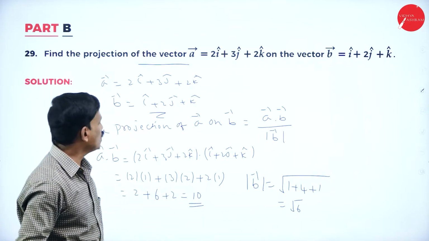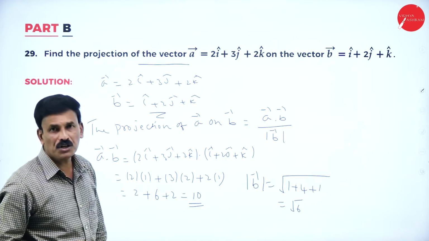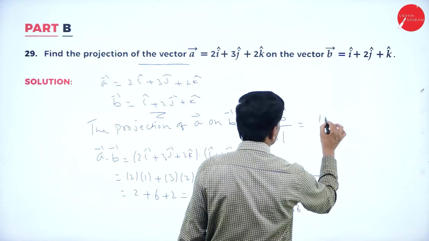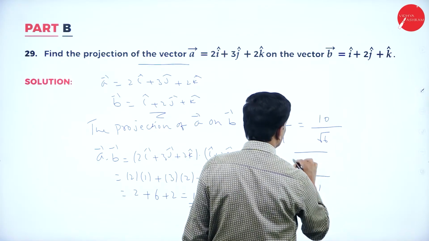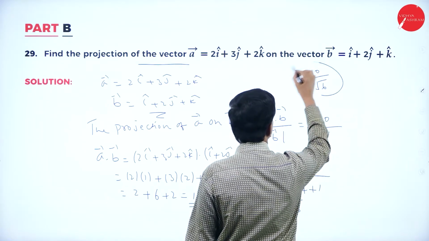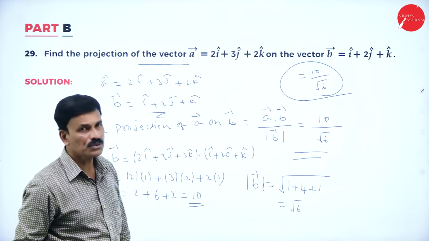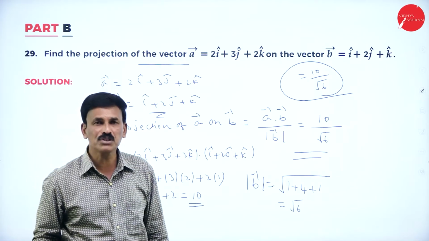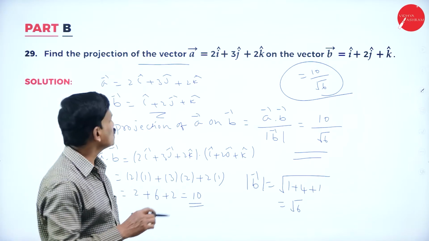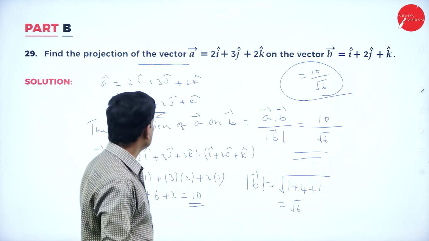Now, what is the formula for projection? Projection of vector A on B is given by A dot B divided by length of B. What is A dot B? 10. What is length of B? Root 6. So, the projection is 10 divided by root 6, which is the required answer. Suppose if they ask find the projection of B on A, it means A dot B divided by length of A. It depends upon the problem, like A on B and B on A. Right. Now, let us come to the next problem.